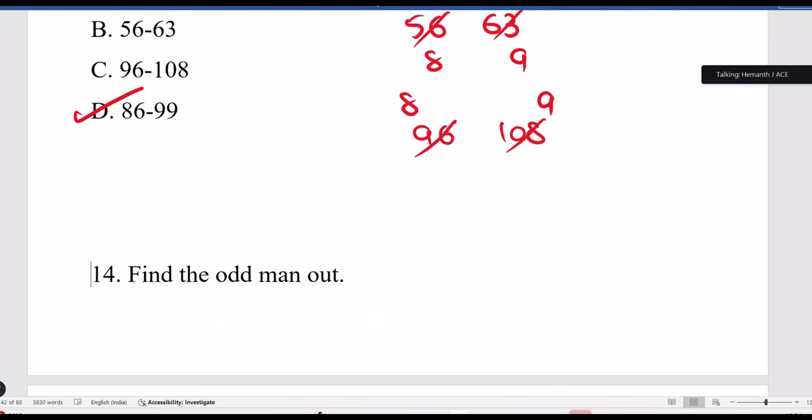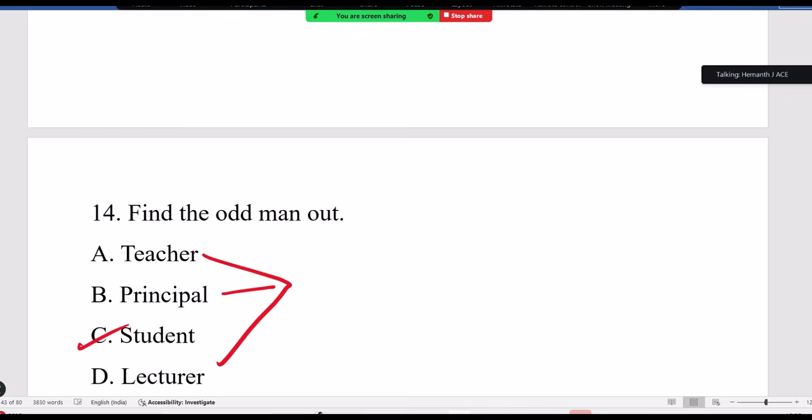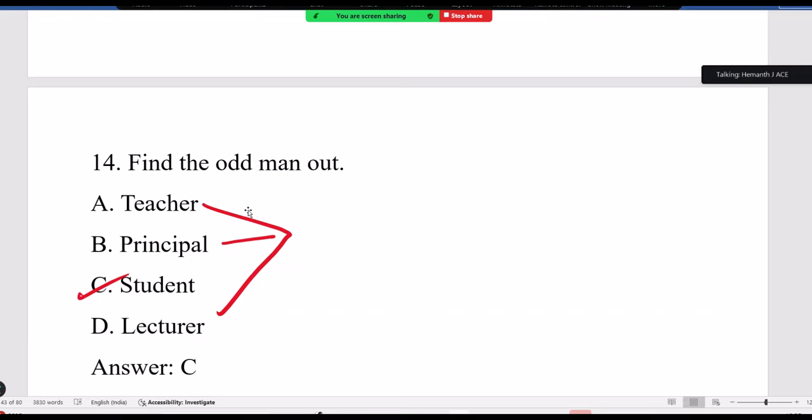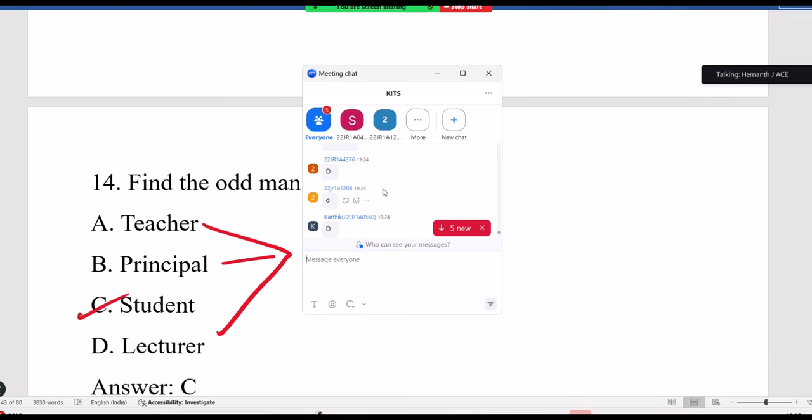Now odd one out: teacher, principal, student, lecturer. Obviously student. These are the different names of teachers: teacher, principal, lecturer. Student is different. So option C. For these types of questions, people will hardly take 10 to 20 seconds.